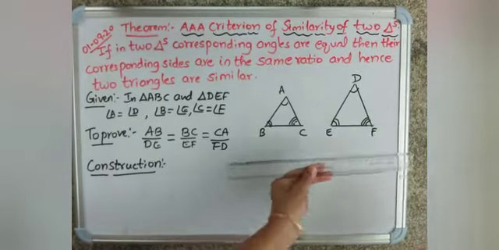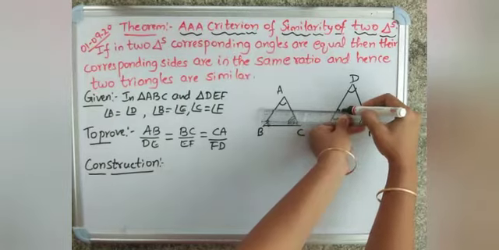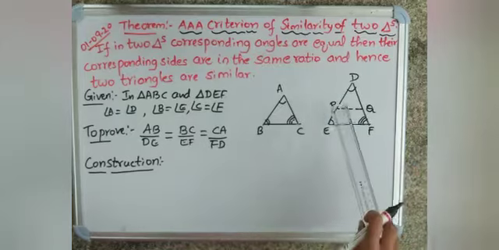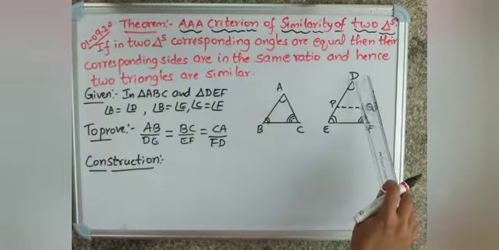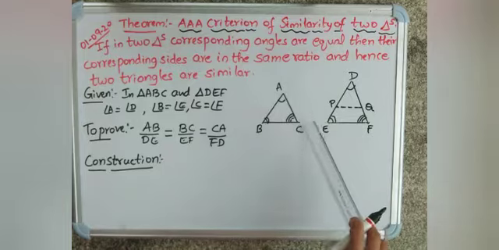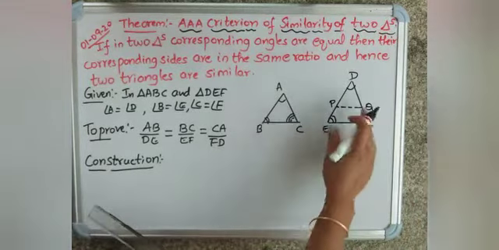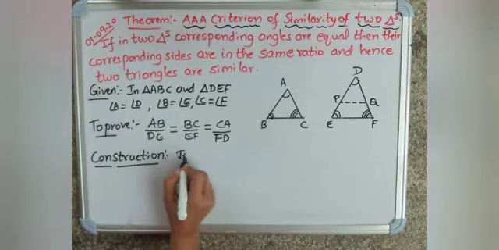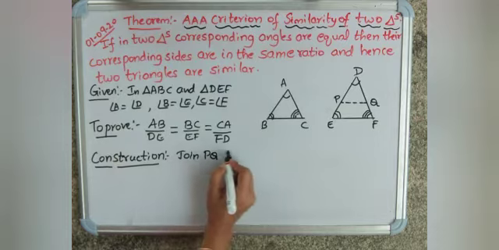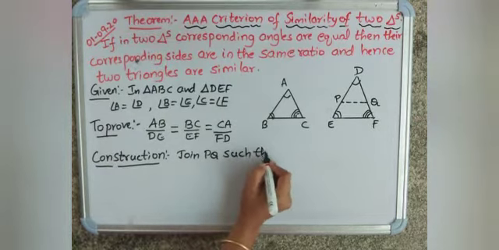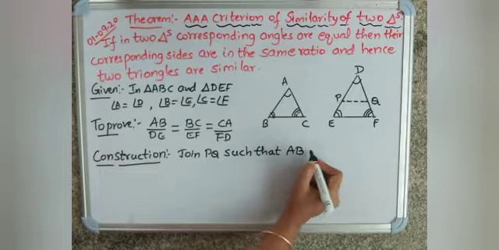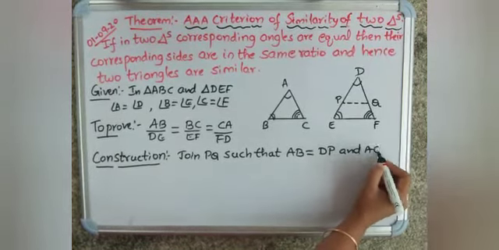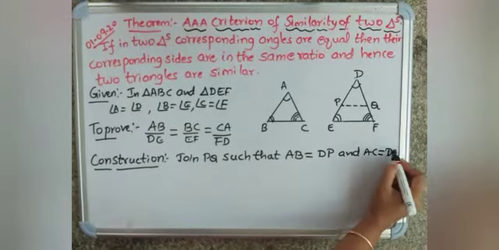Now what is the construction here? Now I am going to join PQ, that is drawing a line PQ such that AB is equal to DP and AC is equal to DQ. So both are equal. So what I am going to write here: join PQ such that AB is equal to DP and AC is equal to DQ.